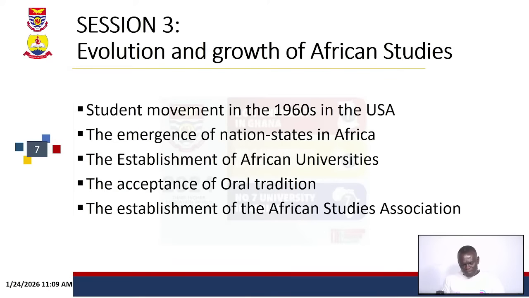Let me just briefly explain this. We take the first point, the student movement in the 1960s in the USA. Yes, the student movement. From the 1960s, things began to change in favor of African studies. How does this happen? It did not happen on the African continent. It happened in the USA.